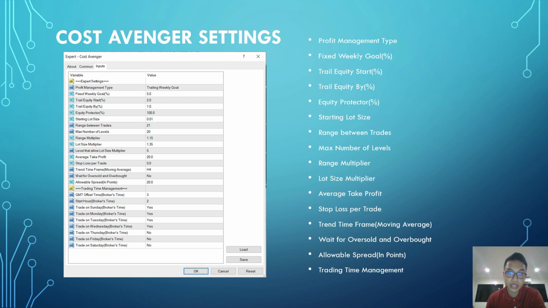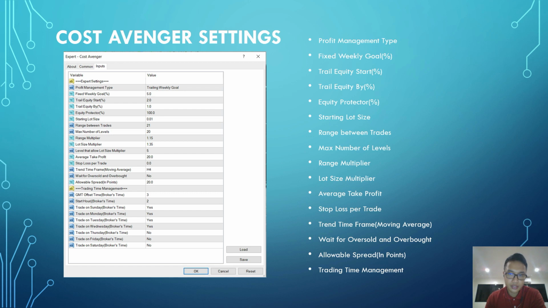We have the equity protector. Equity protector is the word itself, it protects your equity. So if you set it to 60%, when your account is bleeding by 60%, or it's currently at a negative floating or drawdown of negative 60, it will already cut the trades. That's how equity protector works.